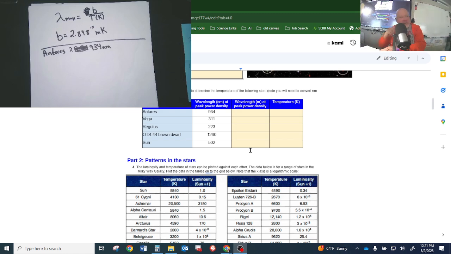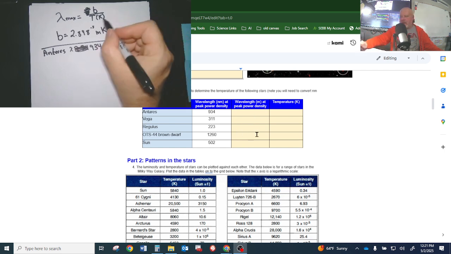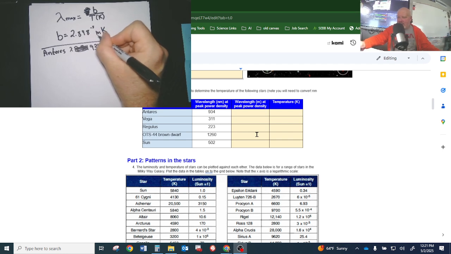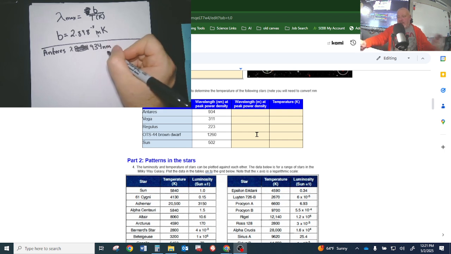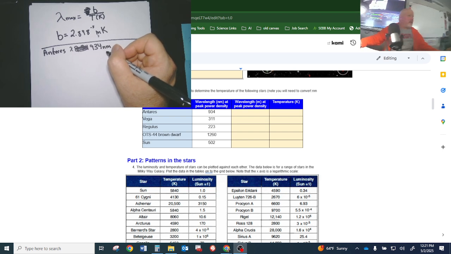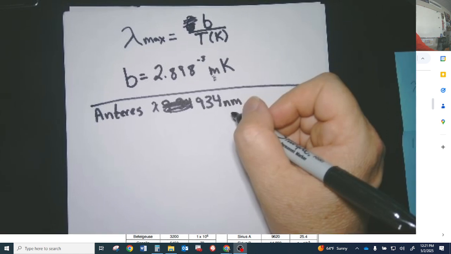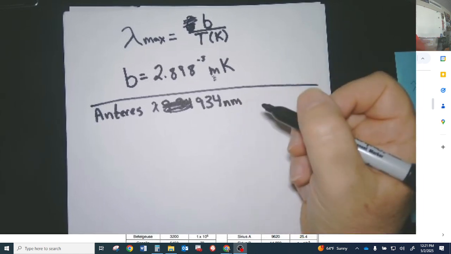Now, the first thing that you're going to notice when you're looking at this chart is it's going to ask you to convert to meters, because you'll notice that the constant is given in meters. This is in nanometers. So, let me resize this screen. There we go. You can block the old man. We don't need to see him.